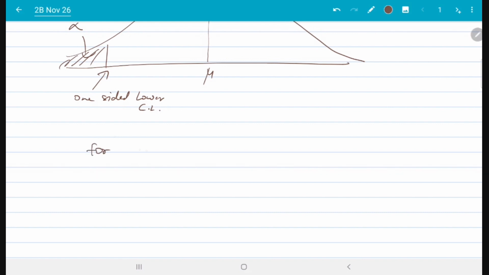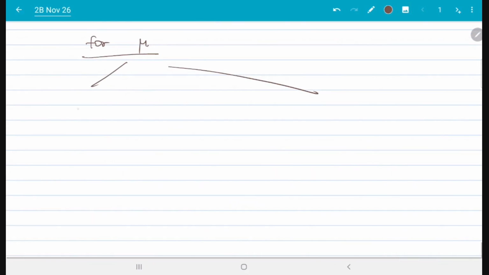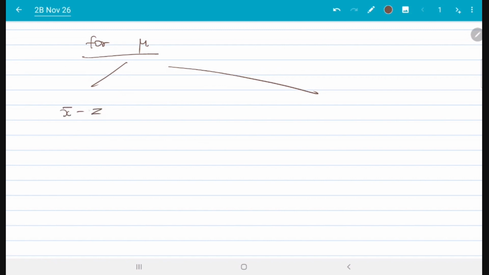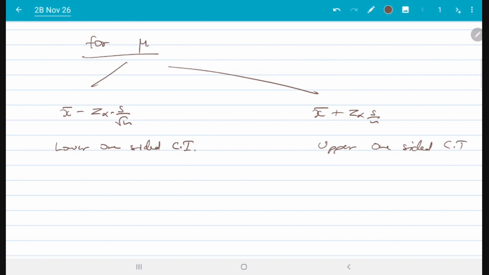Okay. For mu, x bar minus z alpha into s by root n is the lower one-sided CI, x bar plus z alpha into s by root n is the upper one-sided CI. There's nothing special about this.